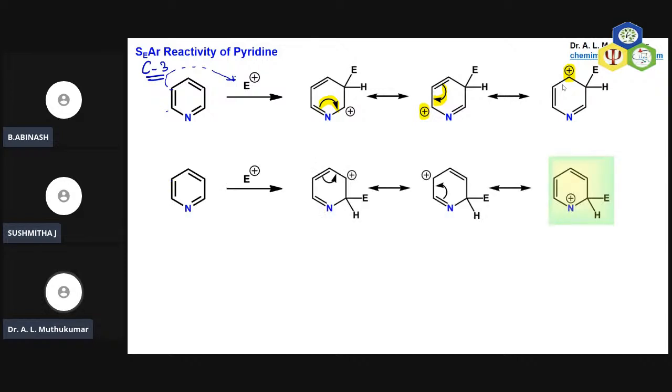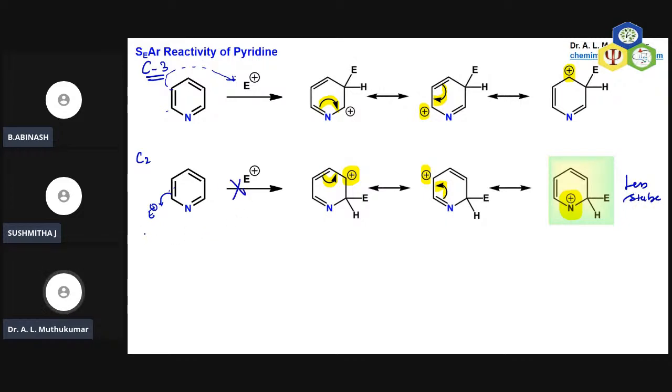Next, I would like to explain the case where the reaction takes place at the C2 position, meaning the electrophile attacks at this position. The positive charge will be generated at the C3 position, and it has to be stabilized by resonance. First this pi electron moves here, giving a positive charge here. Then this pi electron shifts over here, and there is a positive charge on the nitrogen atom. This is less stable, so the C2 attack is ruled out.